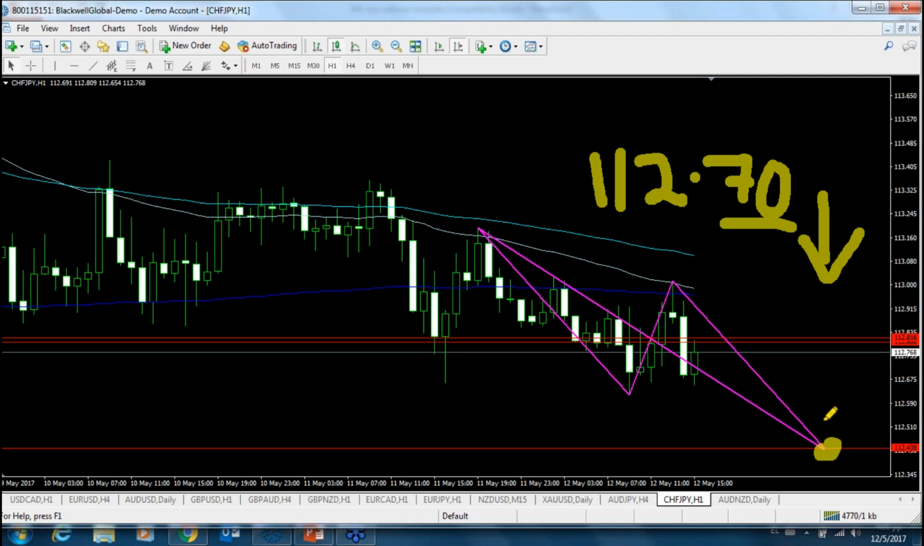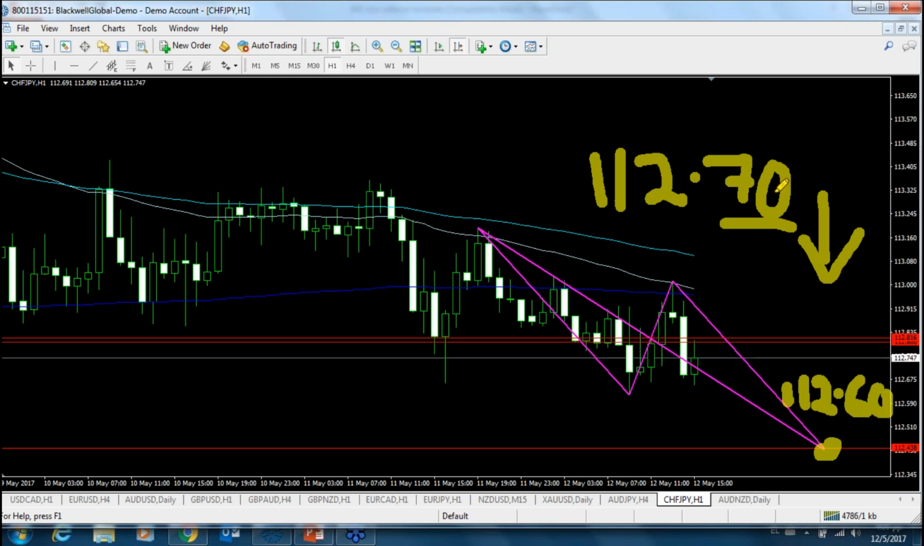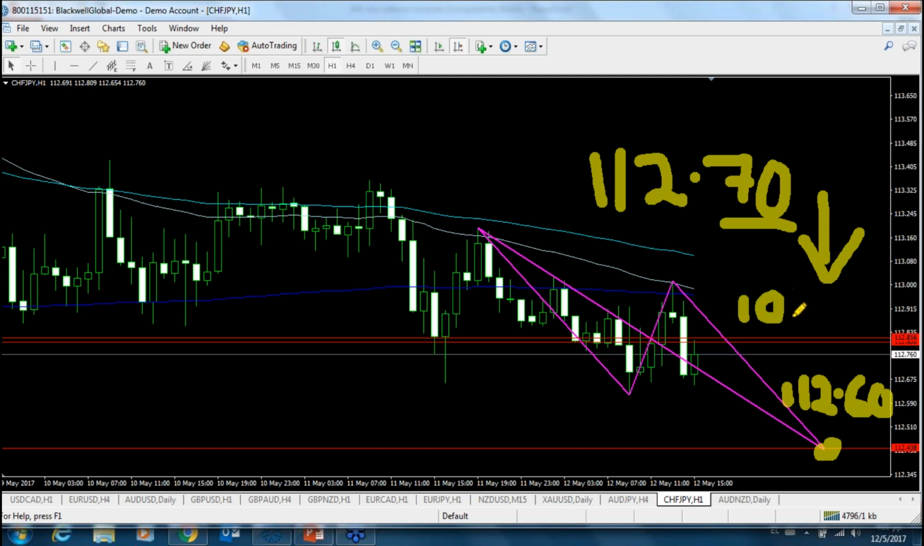You should always take profit at least 10 pips above. So that would then give you a take profit area, as an example, at 112.60. Okay, so 70 minus 60, that would only give you about 10 pips. So this may actually be a trade that you would take or not take, because look at this distance here, it's only 10 pips.